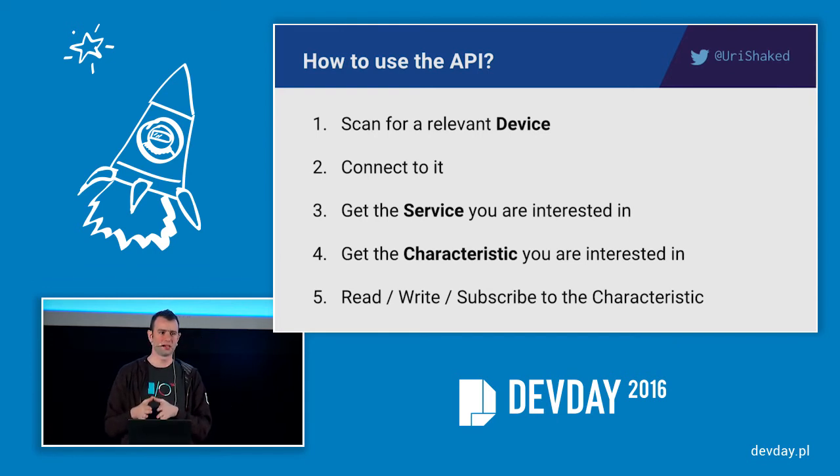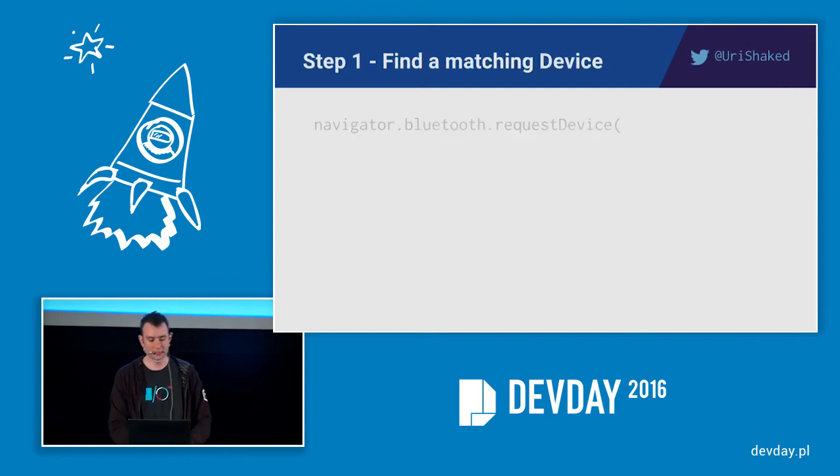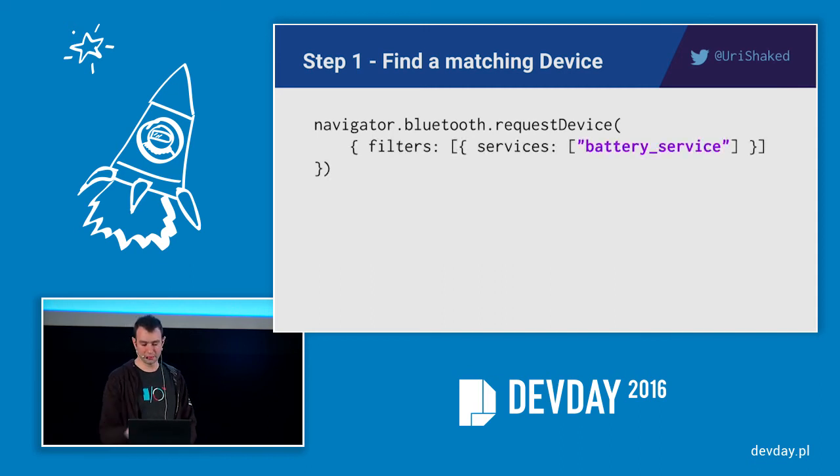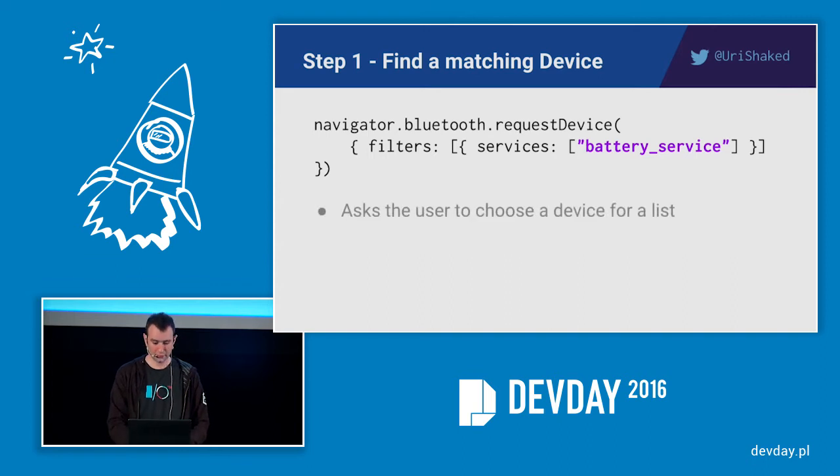We are going to see it now in code, but real quick, because it's basically the same as this list. And I want you to notice that there is a pattern here. Let me show you. We start by scanning for a relevant device. We just call navigator.bluetooth.requestDevice and give it some filters. In these examples, we're asking for all devices which have the battery service. For standard services, we can give the name, or we can also specify the number of the service. And then the browser will ask the user to choose a device from a list of matching devices. I will show it to you soon in the demos.